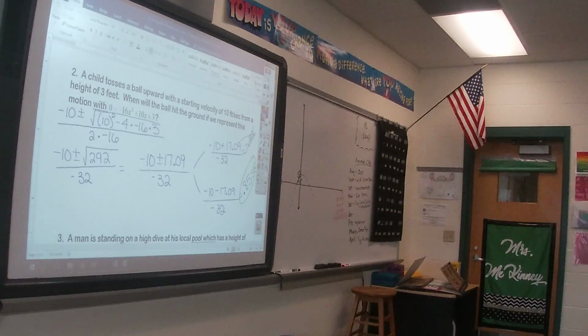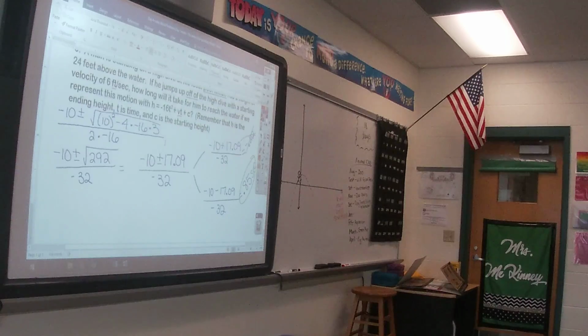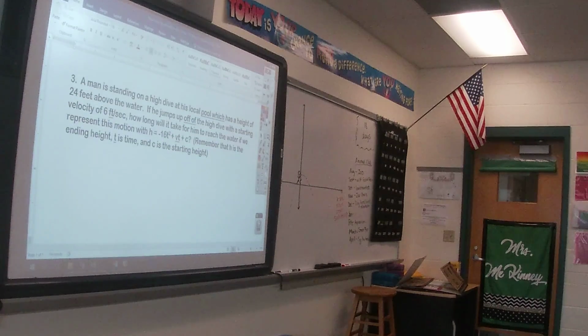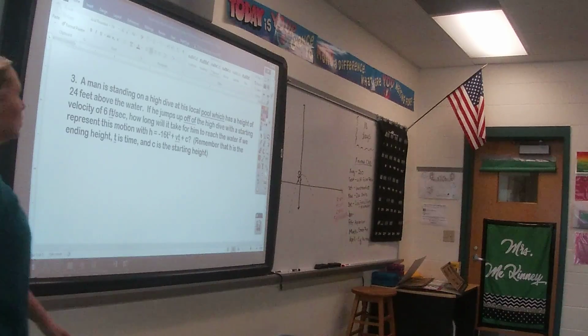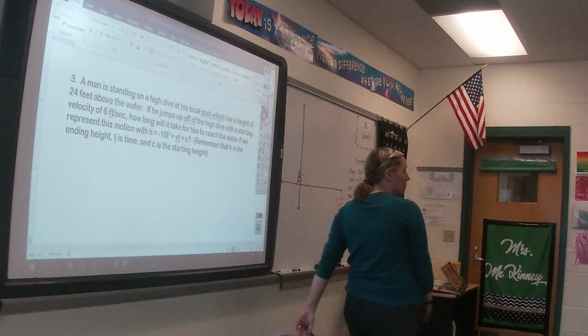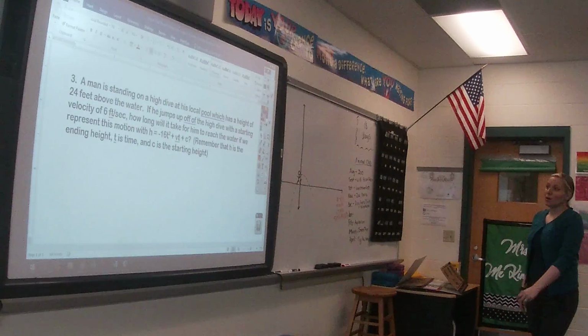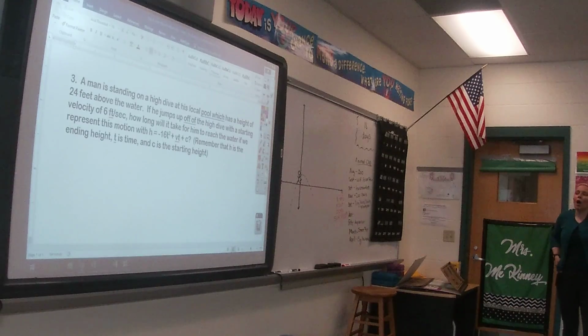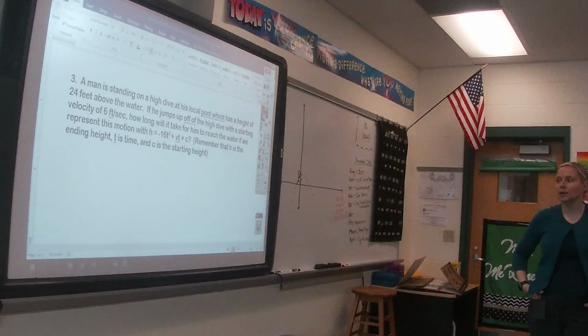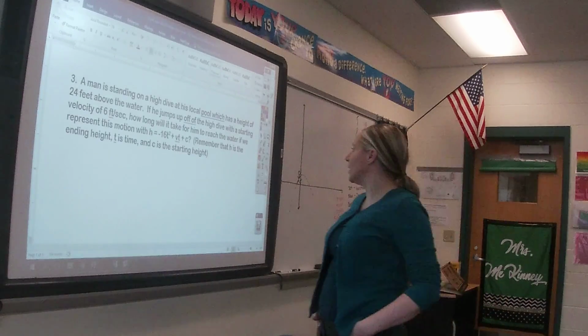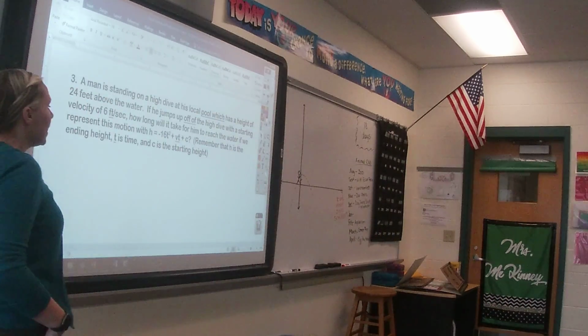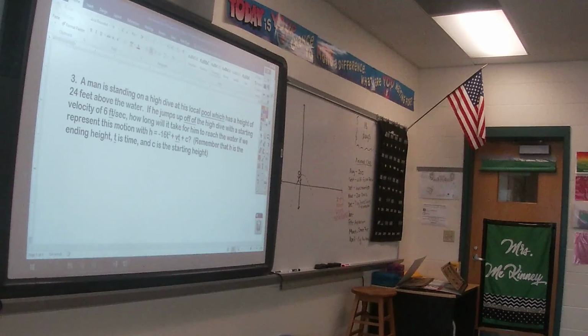Let's look at the third one. A man is standing on a high dive at his local pool, which has a height of 24 feet above the water. If he jumps up off of the high dive with a starting velocity of 6 feet per second, how long will it take for him to reach the water if we represent this motion with? 4 seconds.